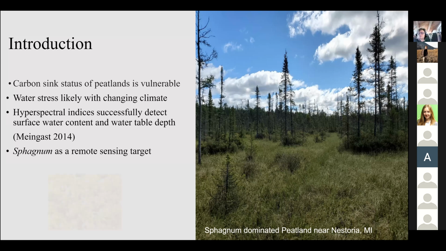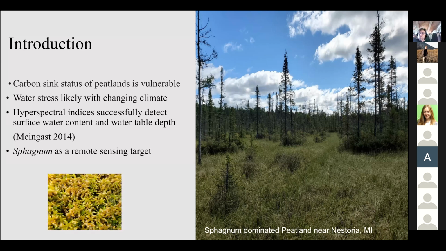And as it turns out, this unassuming little sphagnum moss may be the perfect remote sensing target, not only because it's often referred to as an ecological engineer for its role in the formation of peatlands, but because it lacks a vascular system, so it relies solely on capillary action for the movement of water, making it very vulnerable to predicted water stress and creating an easy target for hyperspectral indices to detect.